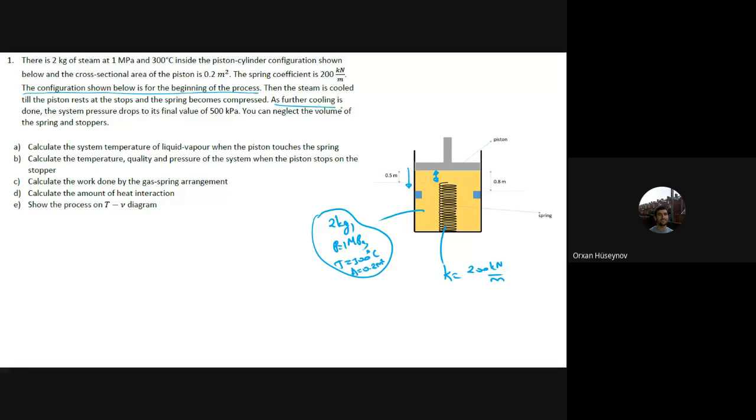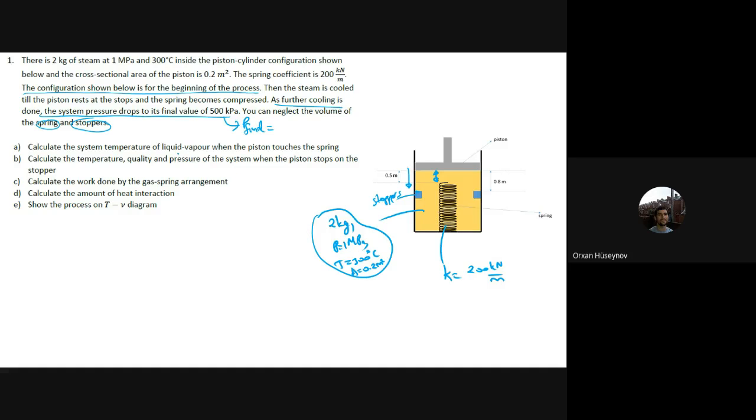As further cooling is done, the system pressure drops to its final value of 500 kilopascal. This one is the P final. When you cool the system, the piston moves to a new location here, and as you further cool it, it compresses the spring and rests on these stoppers. You can see the stopper on one side and on the other side, and the piston rests on them. You can neglect the volume of the spring and the stoppers. So it's not so important.